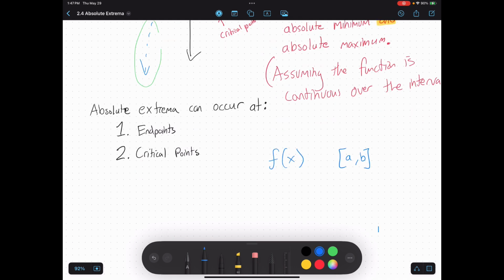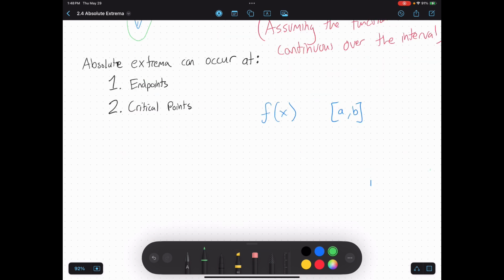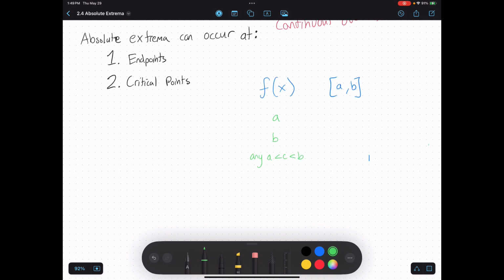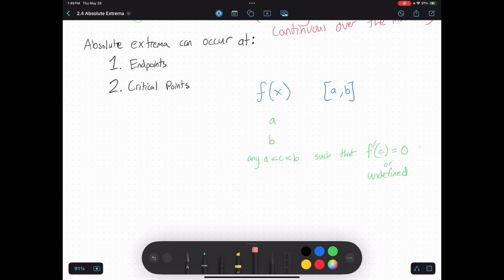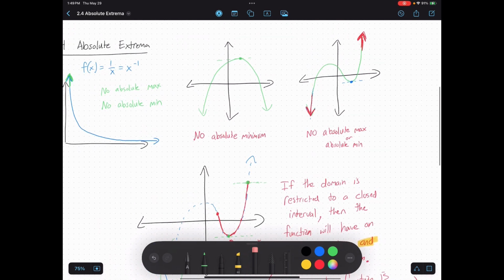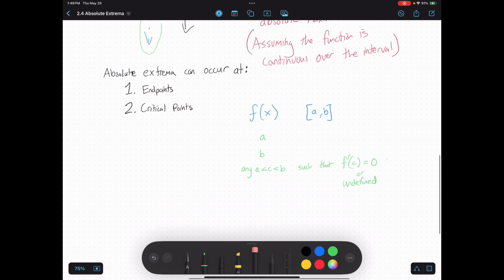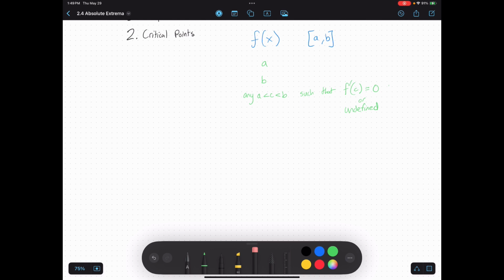So if you have a function with a closed interval as its domain, then I know that my absolute extrema can occur at that left endpoint A, the right endpoint B, or any C value in the interval such that C is a critical point. So now that I know where these absolute extrema can happen, how do I decide which ones are the absolute maximums and which ones are the absolute minimums? Well, remember, absolute extrema is all about the absolute highest point and the absolute lowest point, which all depends on what your y values are.